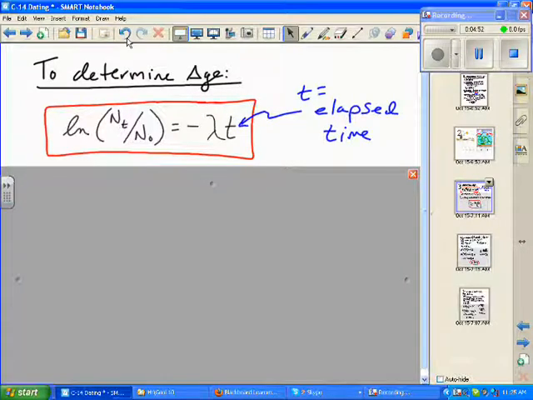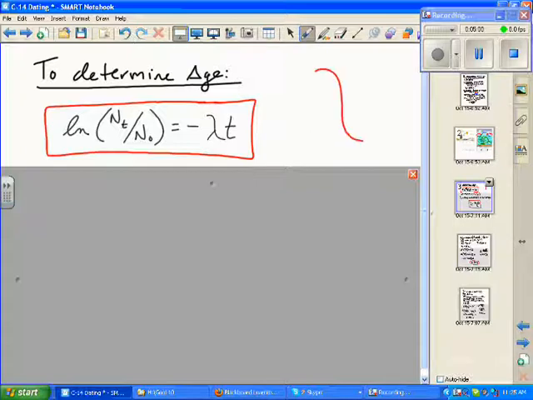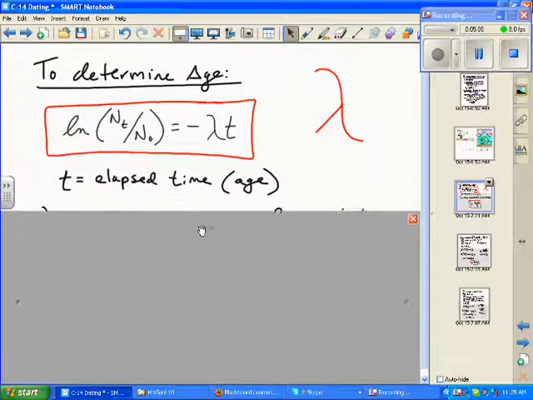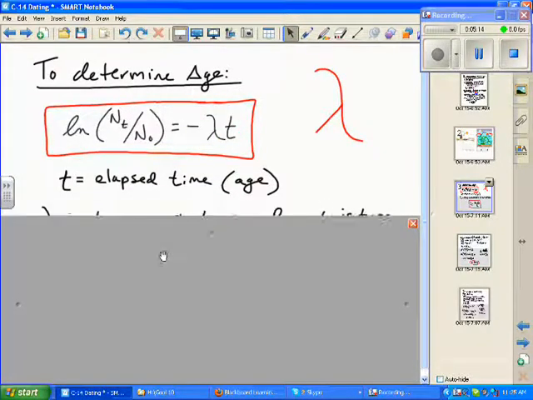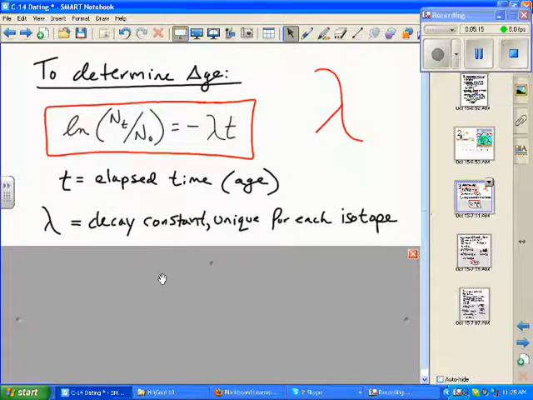But lambda is something you're unfamiliar with. Lambda is called the decay constant, and lambda is written like this. Here's a big lambda, and it is the decay constant, and I'll explain what that is in a second. So t is elapsed time, is age. That's what you want to solve for in this problem, is t. But lambda is this thing called a decay constant, and it is unique for every isotope.